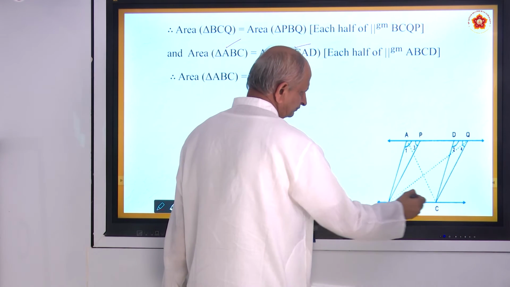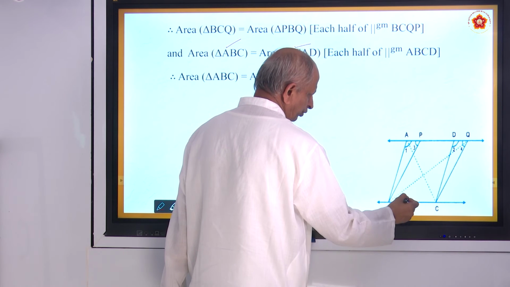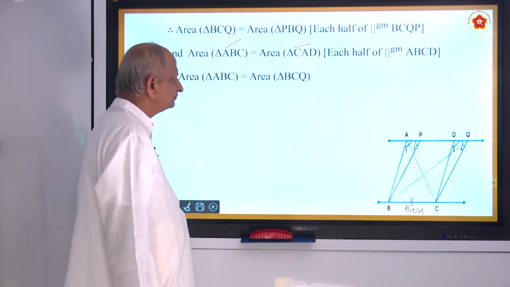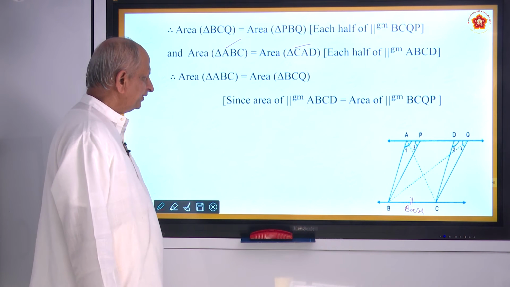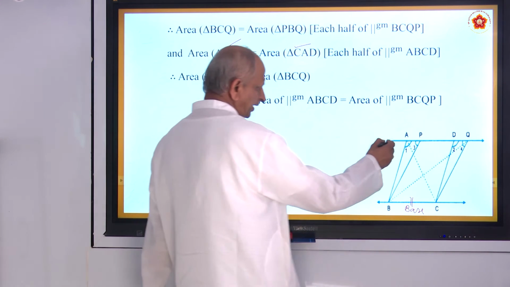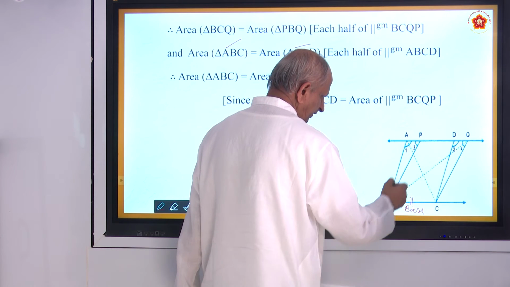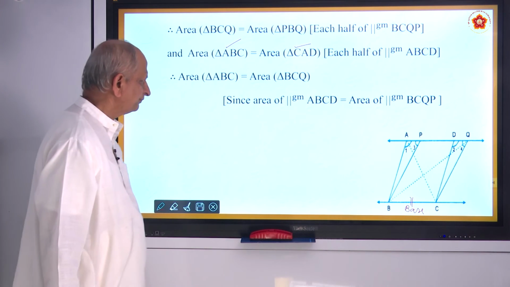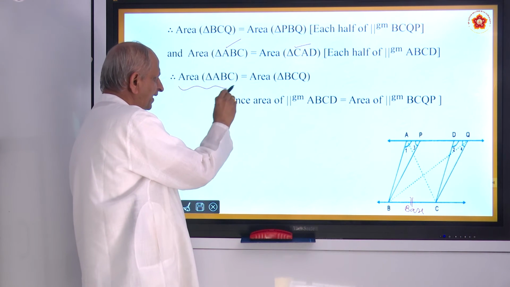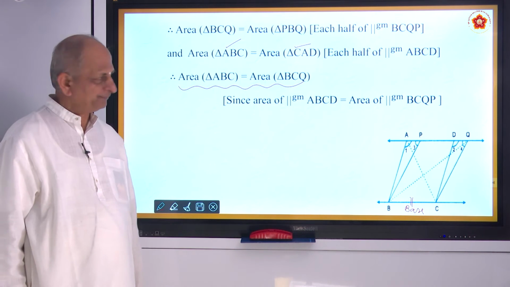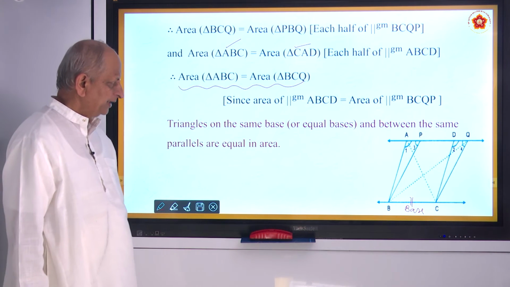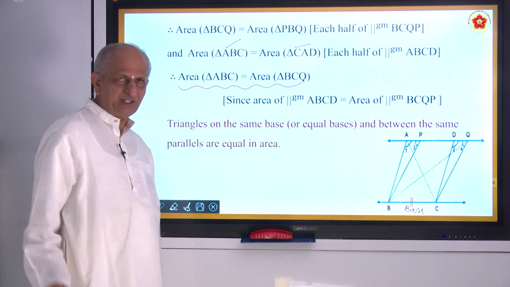So, this is ABC and this is BCQ, because both of them stand on the same base and between the two parallels. Followed. Since area of ABCD is equal to area of BCQP, we already proved in the previous theorem, because the two parallelograms are equal, the triangles formed by them are also equal in area. Followed. Therefore, triangles standing on the same base and between the same parallels are equal in area.